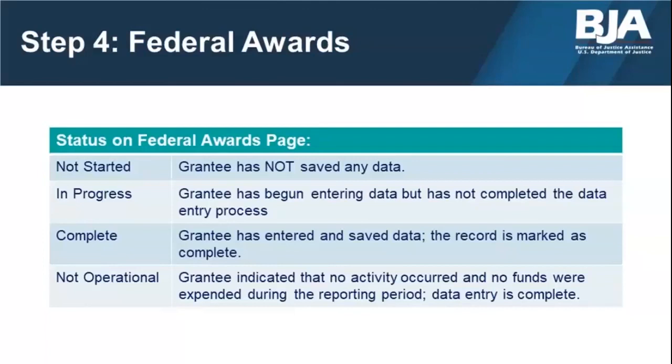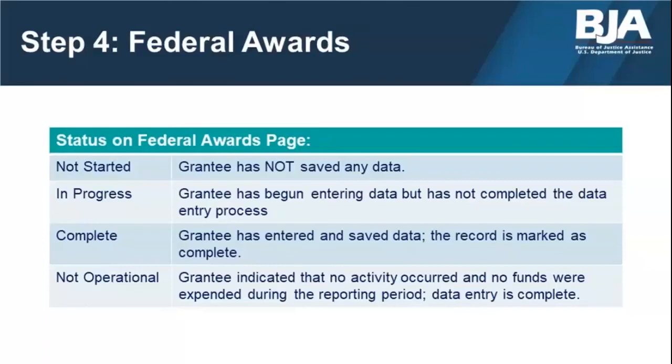Not operational applies to the grantees that indicated there was not grant-funded activity and no funds were expended during the 3-month reporting period. If a report is marked as not operational, the grantee will not need to answer performance measurement questions. Grantees who have subrecipients will be affected by their subrecipients' report status as well.